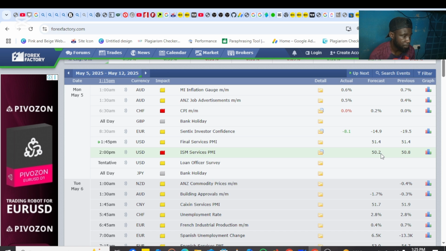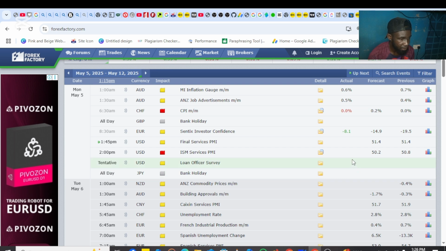Please watch here carefully. For example, if in case this figure was bigger than the previous one, that means the news is going to be bullish. Since the forecast figure is lower than the previous news release figure, that means the news is going to be straight bearish. That is the forecast figure. So this is all about the fundamental news for today.